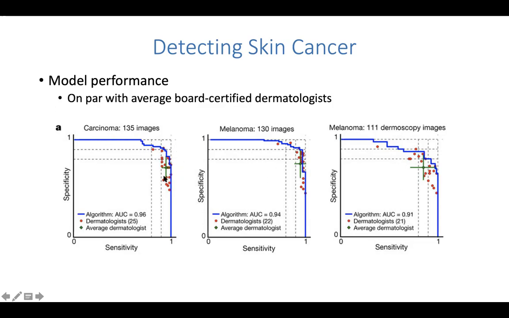In carcinoma, the model does better. The blue line, which is the AUROC line, is actually covering most of the dermatologists. The AUROC is 0.996, so 96%, which is really, really high. You can see that the average dermatologist locates here, here, and here. So in all three cases, the model is outperforming dermatologists.